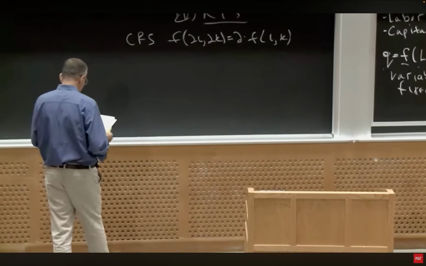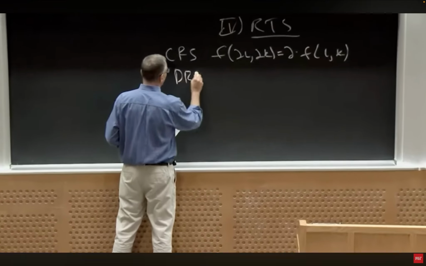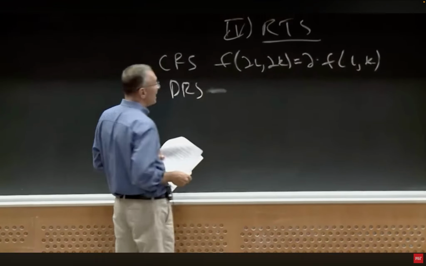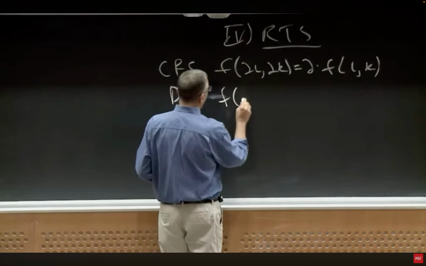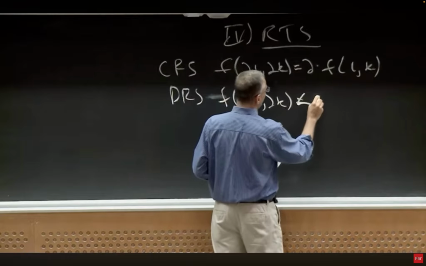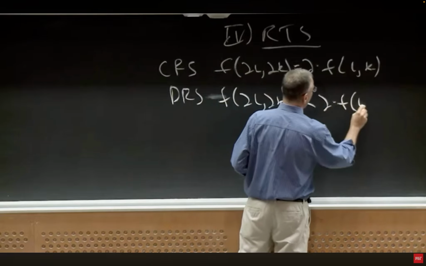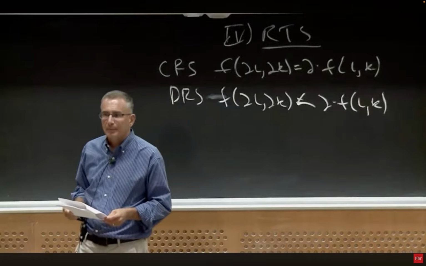Indeed, typically, we assume firms have what we call decreasing returns to scale, where f of 2L, comma 2K is less than 2 times f of L and K. That is, when you double inputs, you get less than twice as much output.